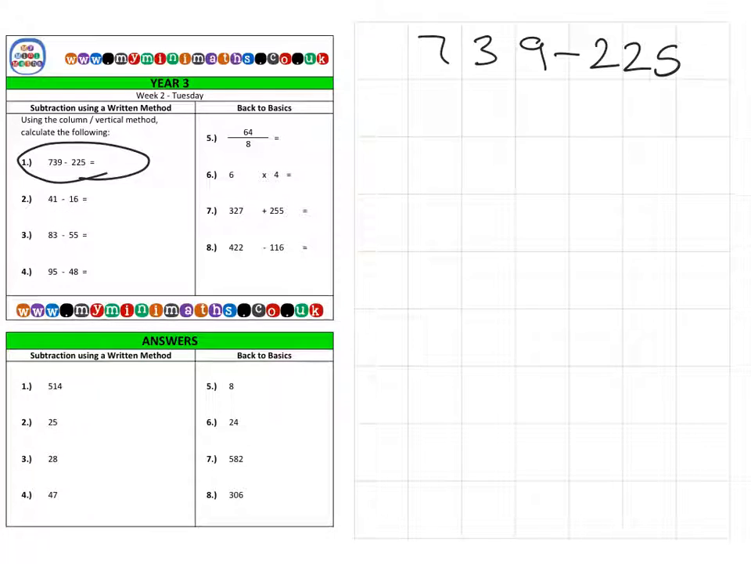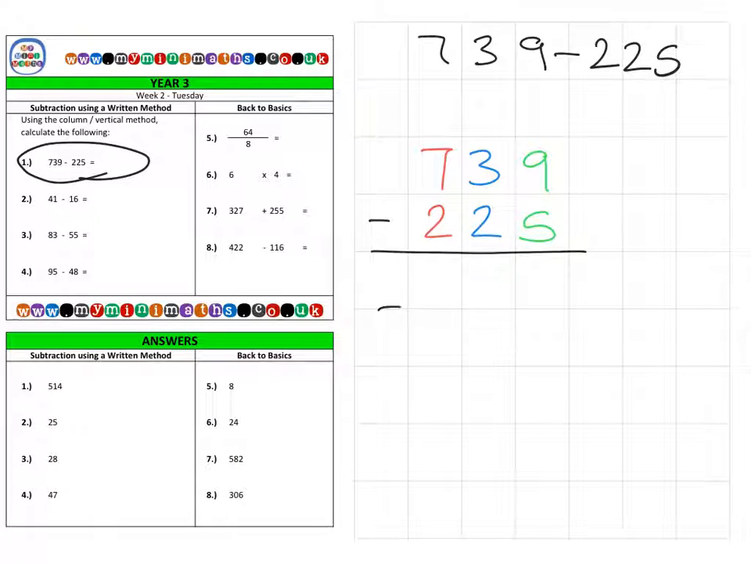225. So first of all, I'm going to start with 739, and we're going to subtract 225. So if we make sure we set it out into our units, our tens and our hundreds, always making sure that they stay in the correct columns and lines.